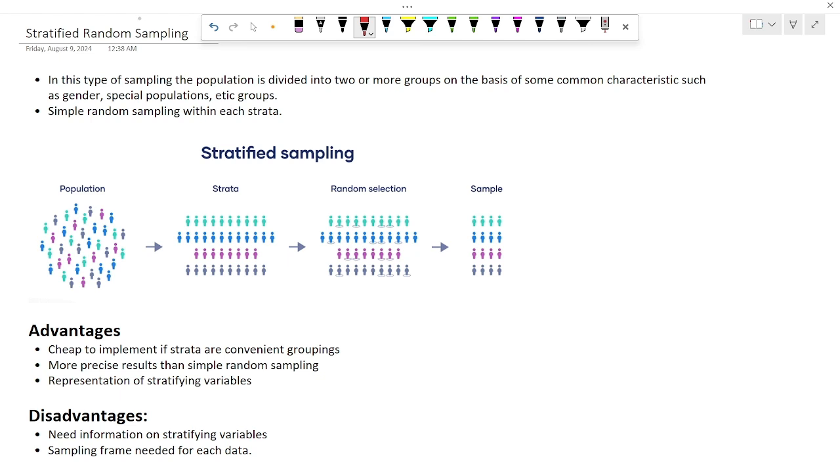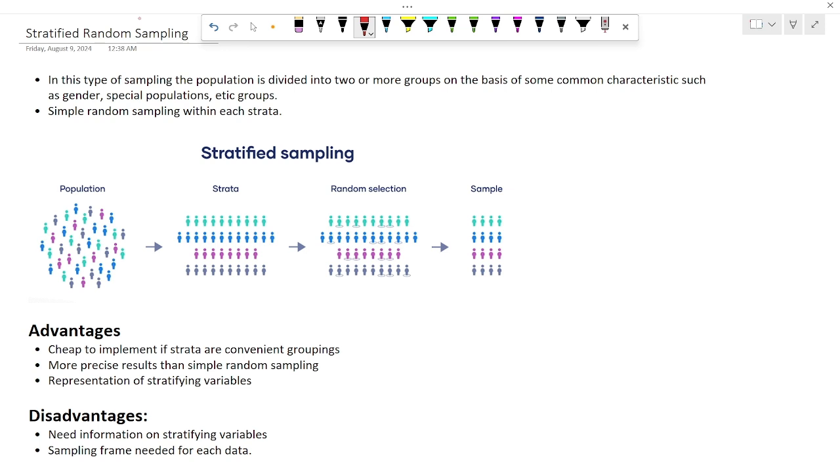So in the last video, we discussed simple random sampling. What is simple random sampling, and what are its advantages and disadvantages? And we saw an example of simple random sampling, where we had a population of 1,000 students and selected 100 random students for the course of investigation. So today in this video we will discuss stratified random sampling.